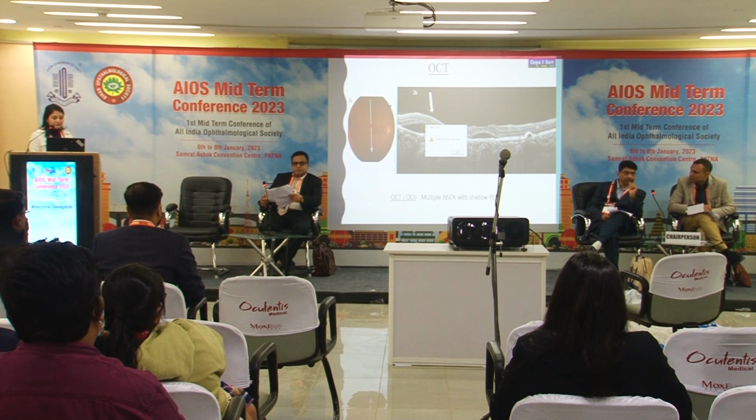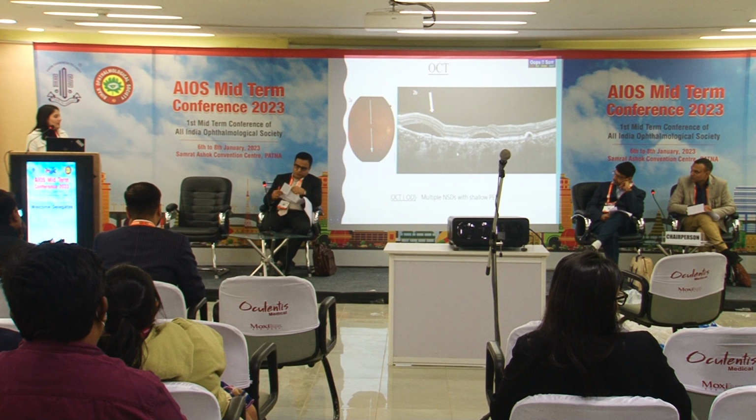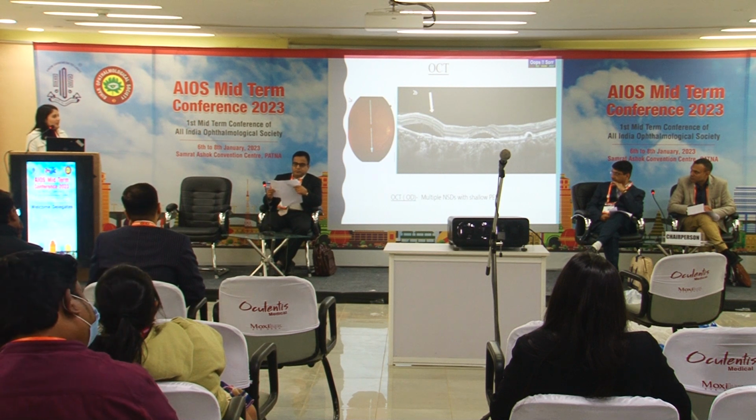How will you manage? So the management options could be, first of all, we could wait and watch if there is a worsening of the visual acuity. But other than that, if there is still a persistence of subretinal fluid, then we could go for other treatments like external drainage devices, and we could also go for oral treatment in the form of eplerenone.